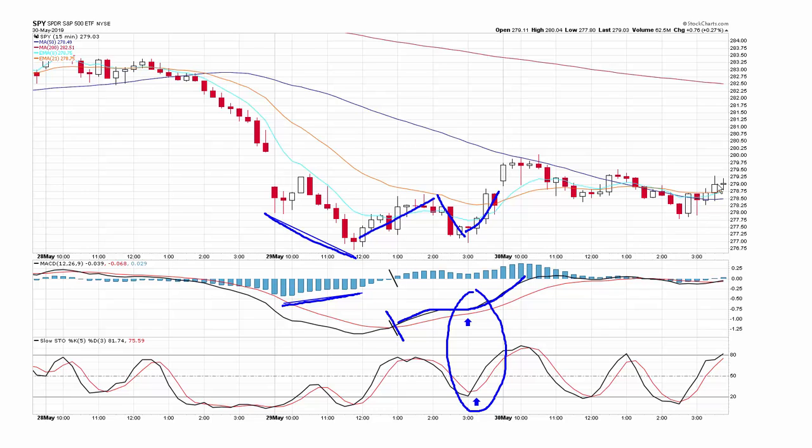Now after that, I don't know. Maybe it'll go like this. Maybe it'll just flutter and do this. You don't know what's going to happen. So your job is to get in, put a stop in place, and let it go.